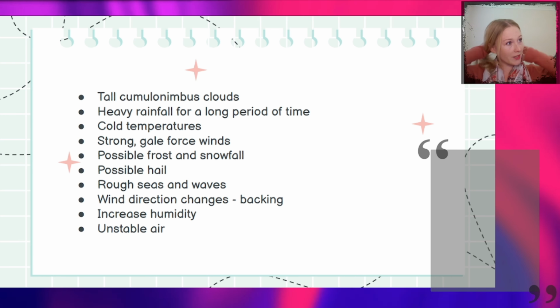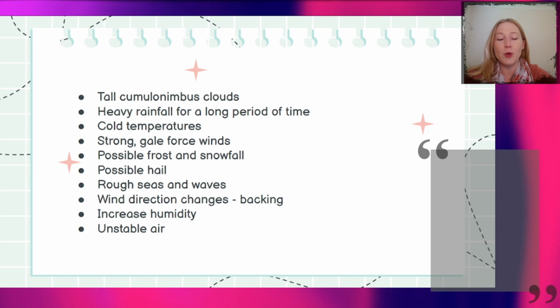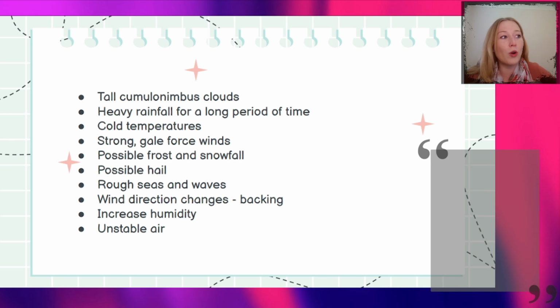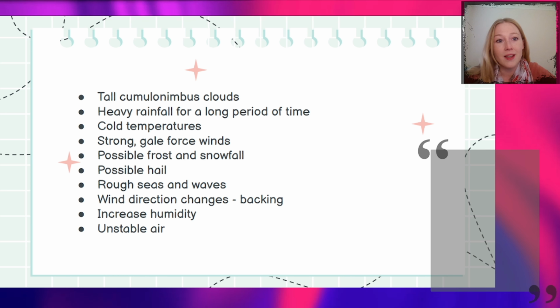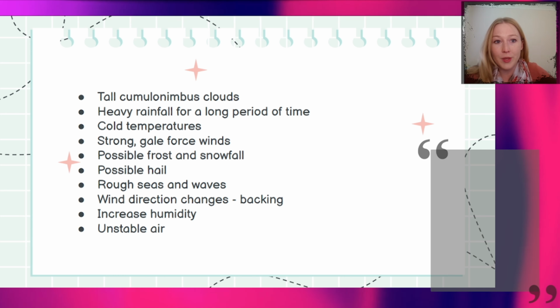The first one I have actually seen by itself, knowing the type of cloud. So the cloud it brings are the tall cumulonimbus clouds, and that means it's bringing heavy rain for a long period of time.